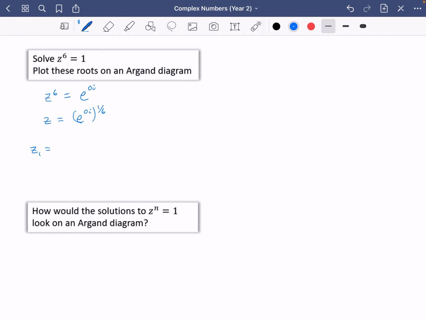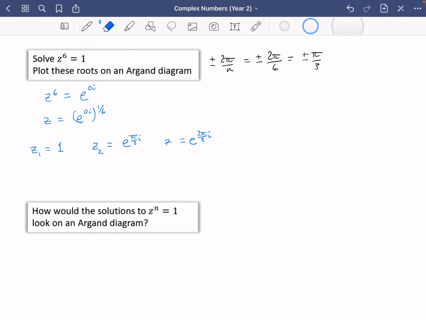So z1 is just going to be, well, that's just 1 to the power of a 6th, which is just 1. Now for this case, we would usually be adding on plus or minus 2 pi over n. So in this case, that's going to be 2 pi over 6, which is adding and subtracting pi over 3. So let's get going. We're going to have e to the pi over 3i. If I add on another pi over 3, I'm going to get e to the 2 pi over 3i. If I add on another, I've written the same z here. Should have said z3, and this one is z4.